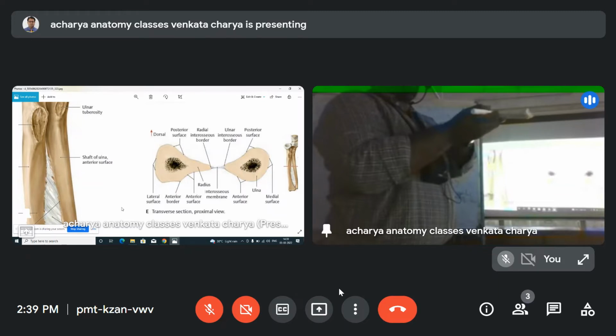Then the presence of 3 surfaces. See here, number 1, anterior surface, number 2, posterior surface, and number 3, lateral surface. So it consists of 3 surfaces. The surface seen in the flexor compartment is the anterior surface. The surface seen in the extensor compartment is the posterior surface. The one on the lateral side is the lateral surface. Anterior surface, posterior surface, lateral surface. Are you getting? So surfaces and borders.